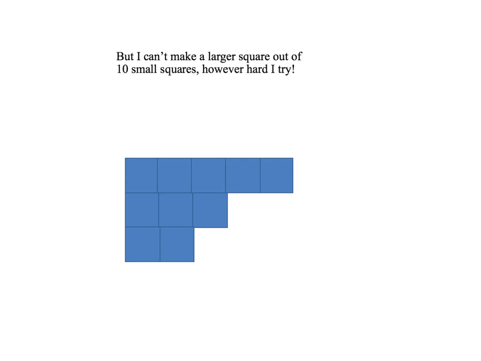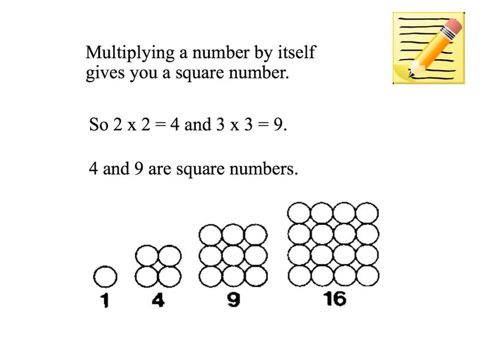Now I can't make a larger square out of 10 small squares, so there are only certain numbers that I can make perfect squares out of. So they're called square numbers. Multiplying a number by itself gives you a square number. So for example, 2 times 2 is 4 and 3 times 3 equals 9. These are called square numbers. You can see that 16 and 1 are also square numbers.